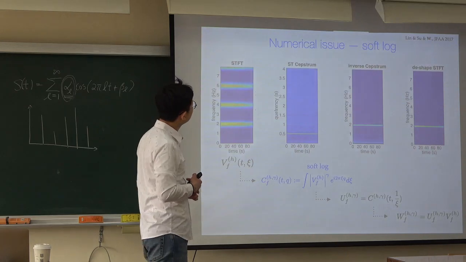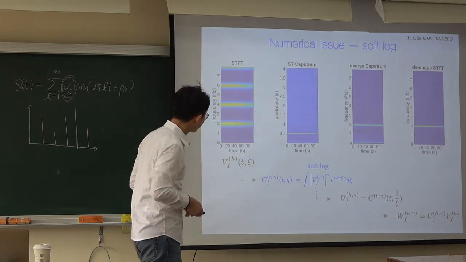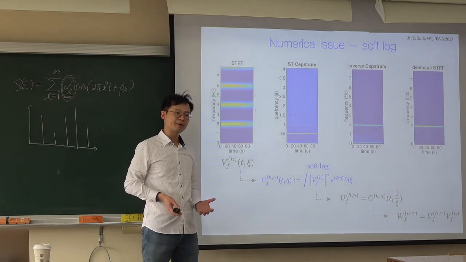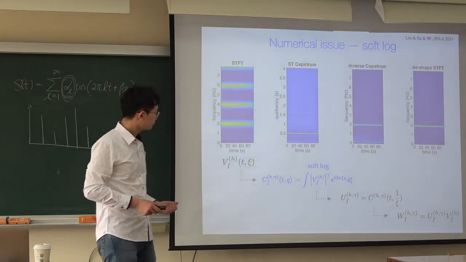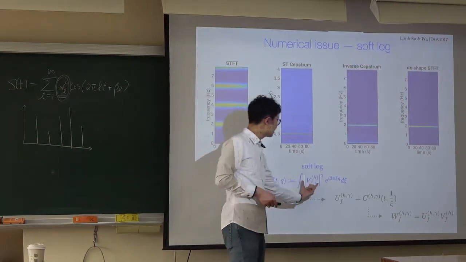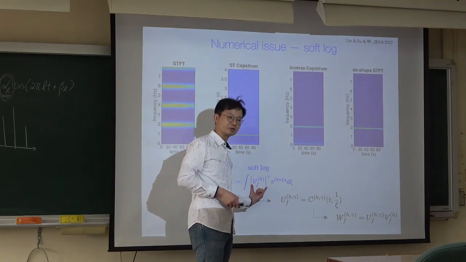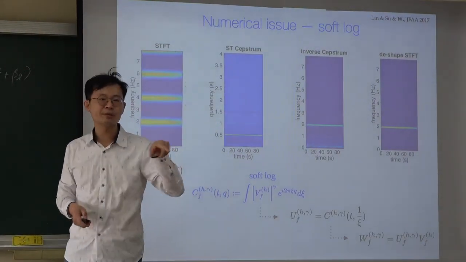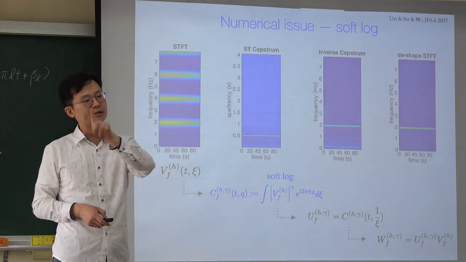There is a small numerical issue that is called soft log. Technically, if you really take the natural log, log is a very unstable operator. In particular, when the value is very, very small, it may blow up. So we consider using a Taylor expansion to approximate the natural log, using the fact that x raised to gamma, minus 1, divided by gamma, if you take gamma to be 0, will approximate the natural log.